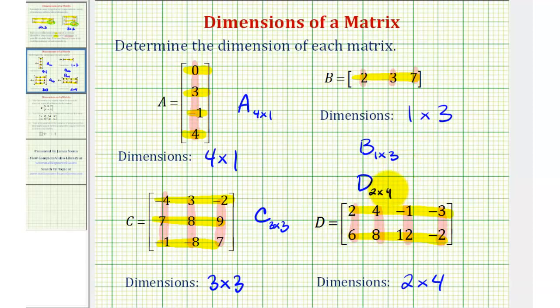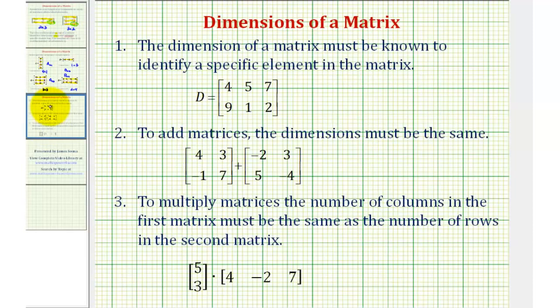as we see here. I do want to end with a couple reasons why knowing the dimensions of a matrix is so important. As we already briefly discussed, the dimensions of a matrix must be known to identify a specific element in a matrix. For example, if we wanted to identify the element in row 2, column 1, here's row 2 and here's column 1. So a sub 2 comma 1 would be equal to 9.